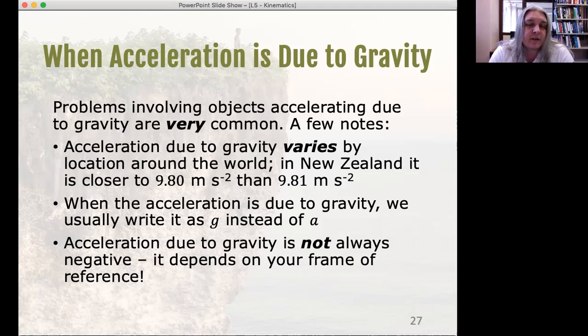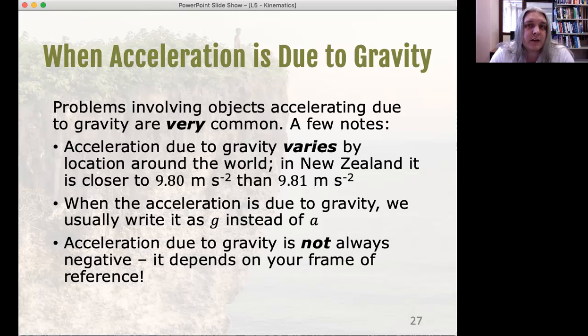When we have acceleration due to gravity as the acceleration for our kinematic problems, we often also write this as g rather than a, just to remind ourselves and the reader that it is gravity acceleration that we're looking at. And finally, acceleration due to gravity is not always negative. It's very common for people to just get in the habit of writing negative 9.8, negative 9.8, negative 9.8 is your acceleration. But that's not always true, because remember, the positive or negative is the direction of our acceleration vector, and that depends entirely on your frame of reference.